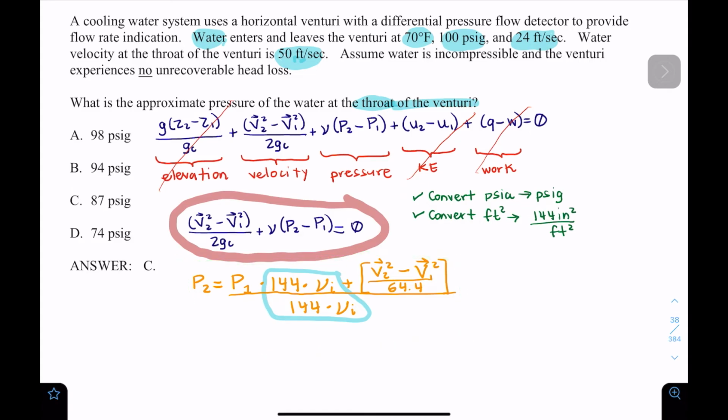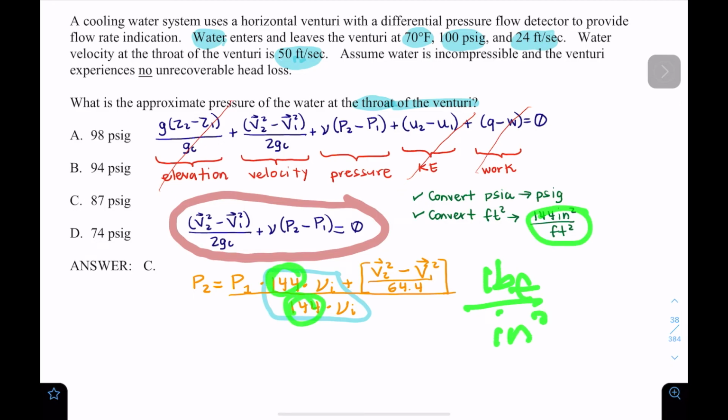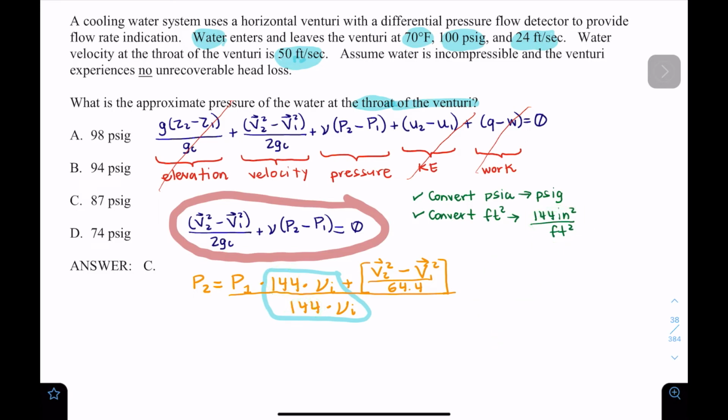Two things that we need to remember. We need to remember to convert from PSIA to PSIG. Here the answer is PSIG. We also need to convert from feet squared to inches squared. So we need to make sure that we have that conversion factor integrated in there, right? Because my answer is going to be pound force over inch squared. So I need to make sure that I get that, right?